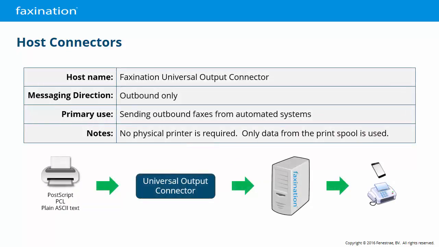The Universal Output connector allows users to send outbound fax and mobile messages by printing to a virtual printer. Essentially, we monitor the Windows spool folder for print jobs and then process those jobs as outbound messages instead of printing them. Although end users have access to this interface, it's most commonly used for sending outbound faxes from automated systems, including non-Windows-based systems. Effectively, anything that can print to a shared Windows printer, which includes all of the Linux and Unix platforms and even mobile devices, can use this interface, and there's no physical printer involved.